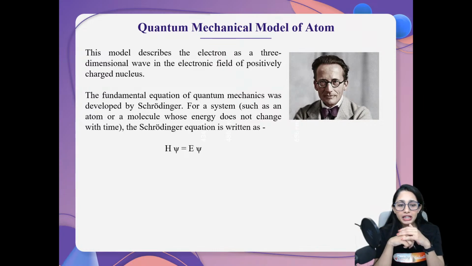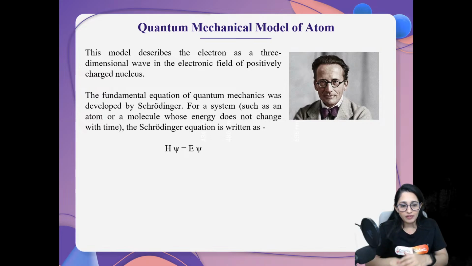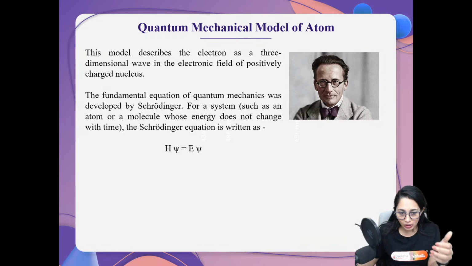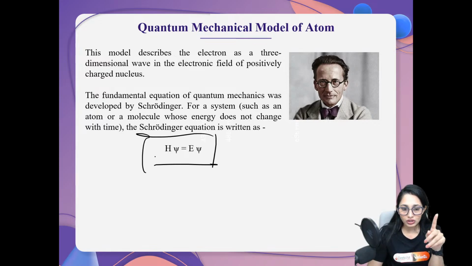The fundamental equation of quantum mechanics was developed by Schrödinger, for a system such as an atom or a molecule whose energy does not change with time. Usually the energy of the system wouldn't change for a stable atom or a molecule. So it could explain the fundamental equation. The equation is this. This is called the Schrodinger equation.